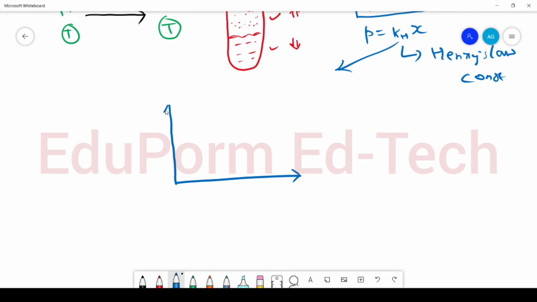this is the graph for Henry's law, where as we increase the partial pressure of gas present above the surface of liquid, its mole fraction also increases. So this is the mole fraction, while this is the partial pressure P. So the partial pressure of gas present above the surface of liquid is directly proportional to its mole fraction present in the solution.